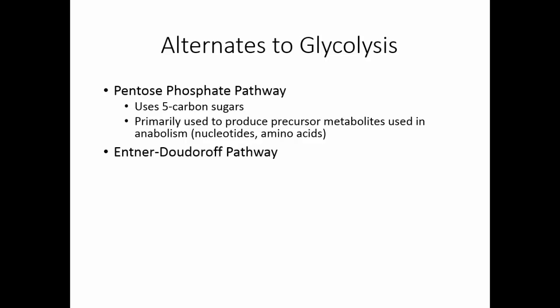The Entner-Doudoroff pathway is an alternate route to make pyruvate. Instead of going through glycolysis, it goes through a slightly different pathway. The pyruvate then turns into acetyl-CoA and feeds into the Krebs cycle.